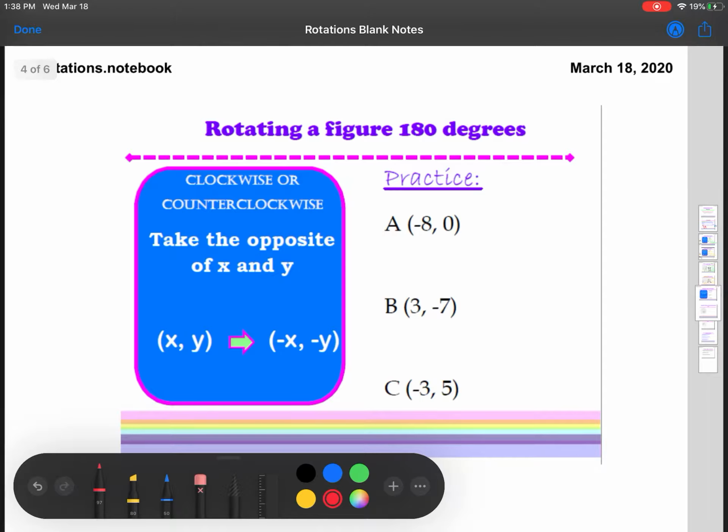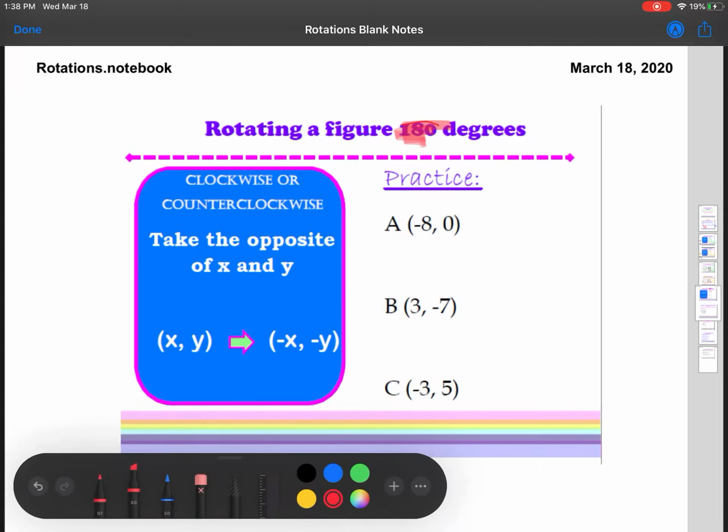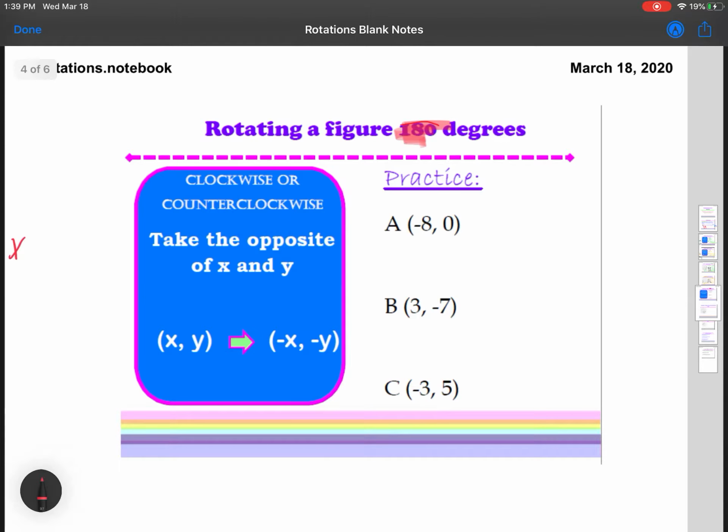We're getting into rotating 180 degrees. And rotating 180 degrees is a little bit different. Rotating 180 degrees, it doesn't matter which way I'm going, because no matter what, it does not matter which direction.